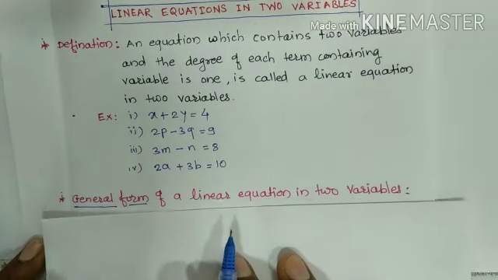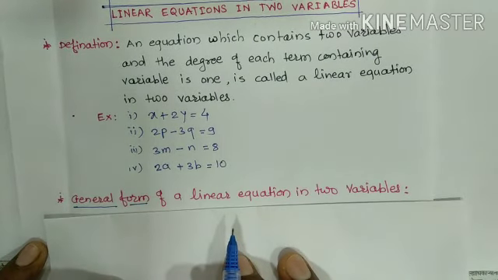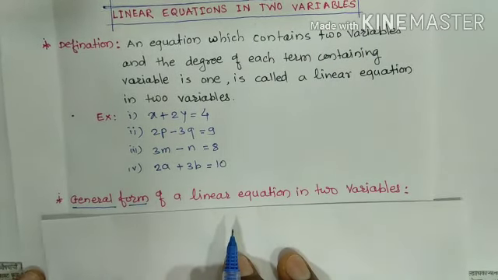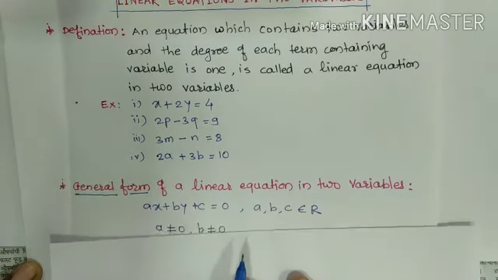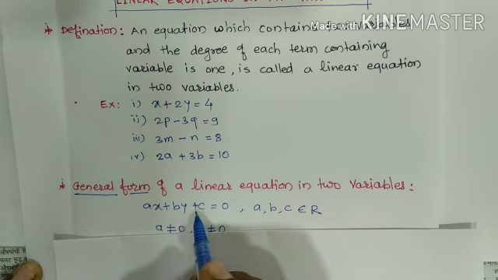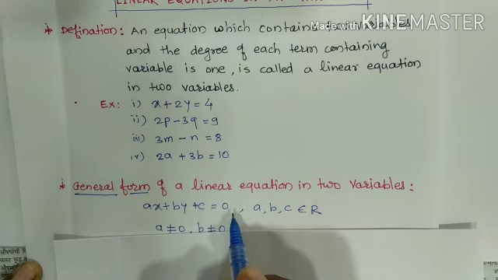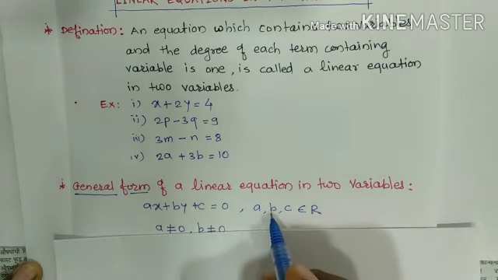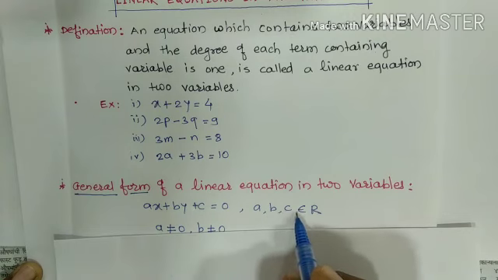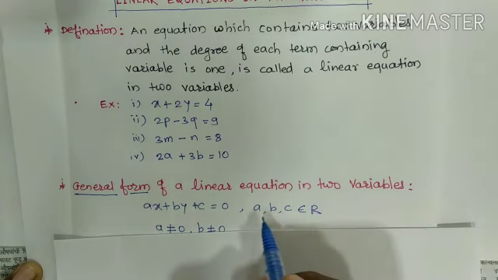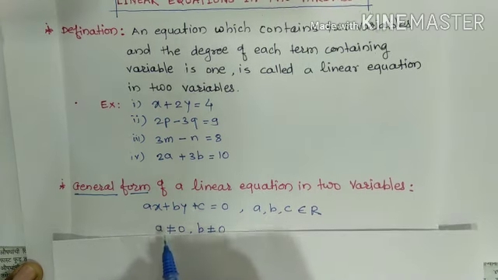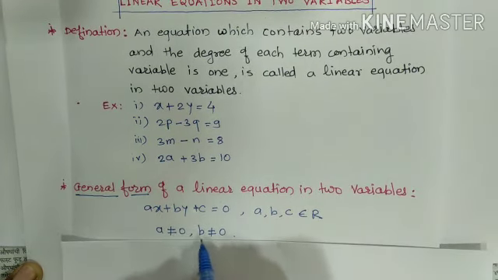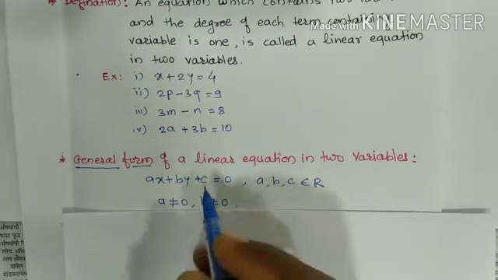Now, the general form of a linear equation in two variables. The general form of a linear equation in two variables is ax plus by plus c equals 0, where a, b and c belong to real numbers. It means that a, b and c are real numbers, and a is not equal to 0 and b is not equal to 0 at the same time.